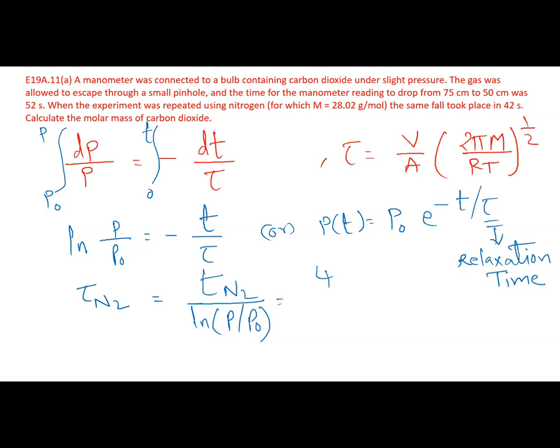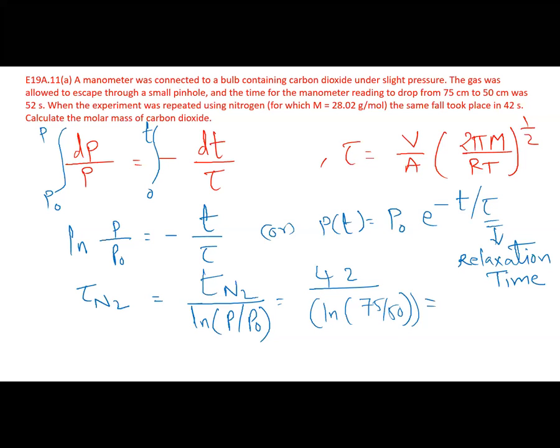So which is nothing but 42 seconds divided by ln 75 over 50, which is equal to 103.58, or approximately 104 seconds.